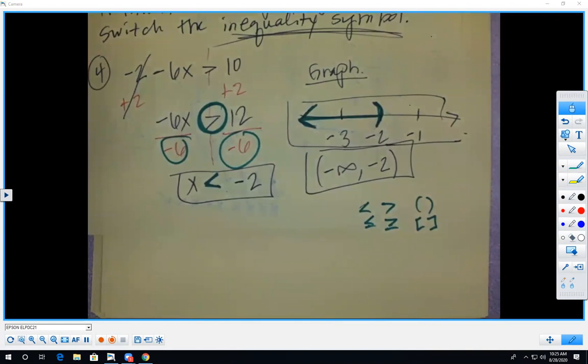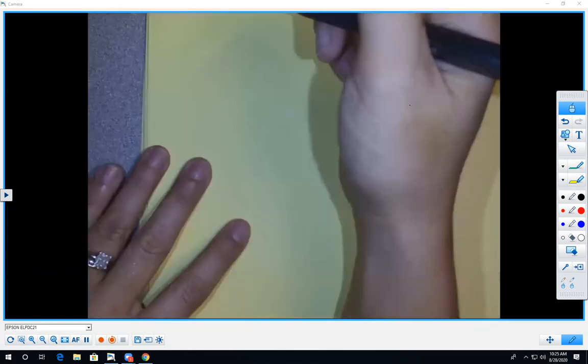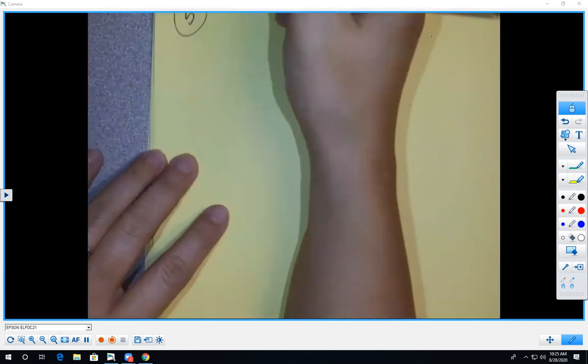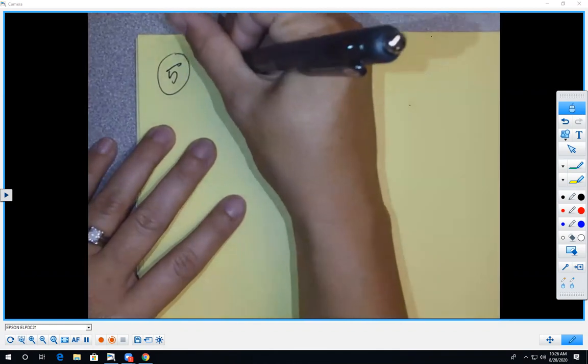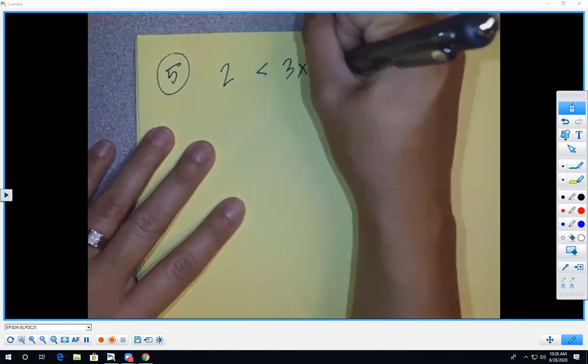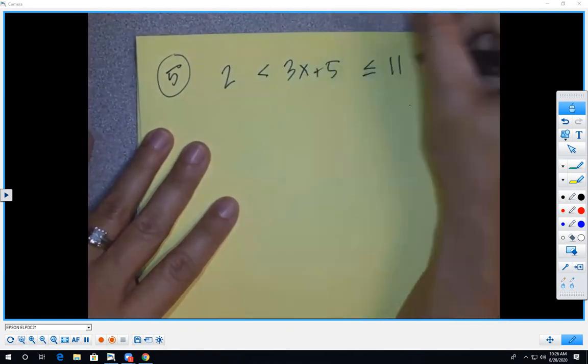Okay, let's do another one. That was like number 12. I'm going to do one like number 13 now. A compound inequality. A compound inequality is an inequality that has 3 different sides. It's like a 3-sided equation. So the problem we're going to do: 2 is less than 3x plus 5 is less than or equal to 11.